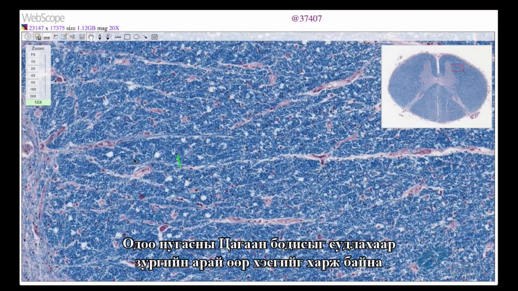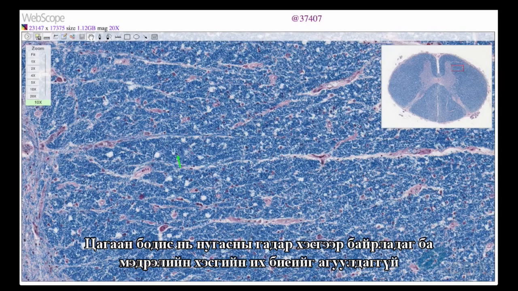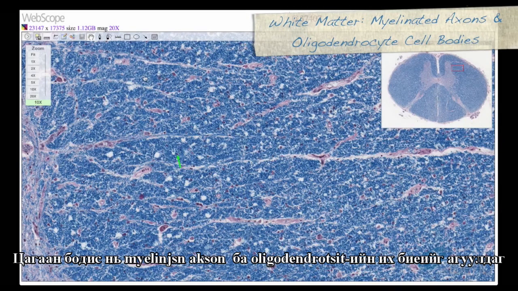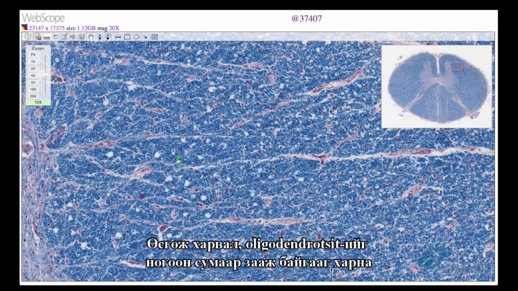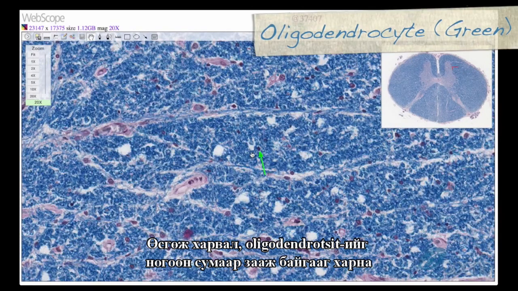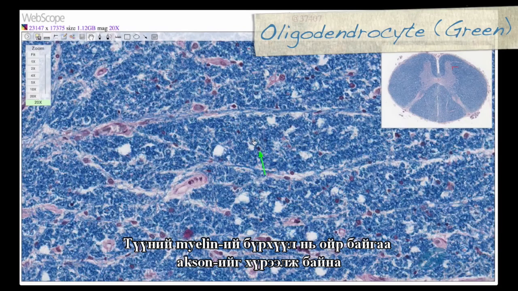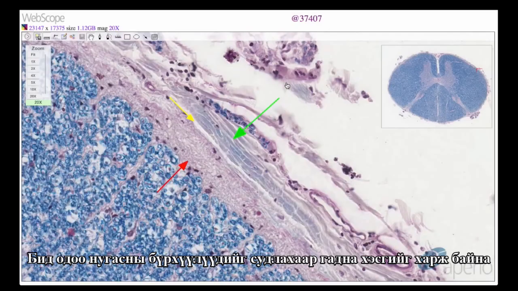We have now moved to a different section of the slide to examine the white matter of the spinal cord. The white matter of the spinal cord is peripherally located and it does not contain nerve cell bodies. The white matter is primarily comprised of myelinated axons and the cell bodies of oligodendrocytes. The white matter can be seen here at the pointer. Zooming into the 20X objective, an oligodendrocyte can be seen at the green arrow, with its myelin sheath surrounding a nearby axon.